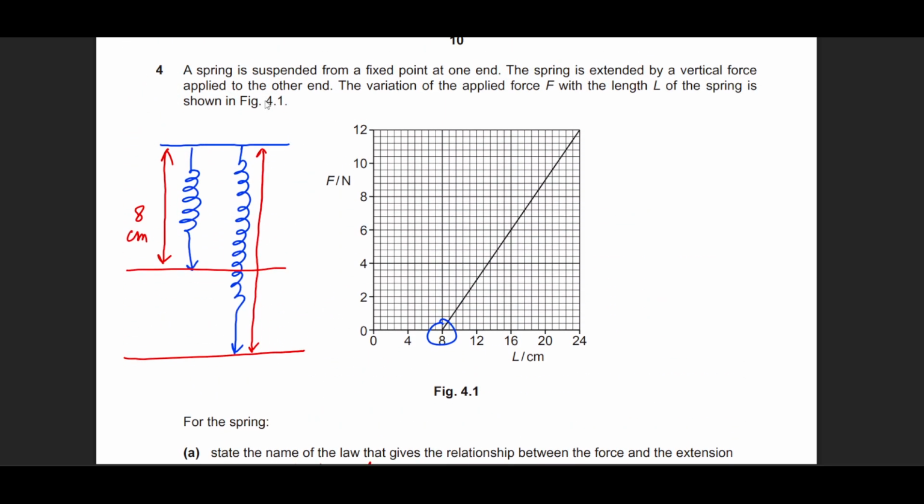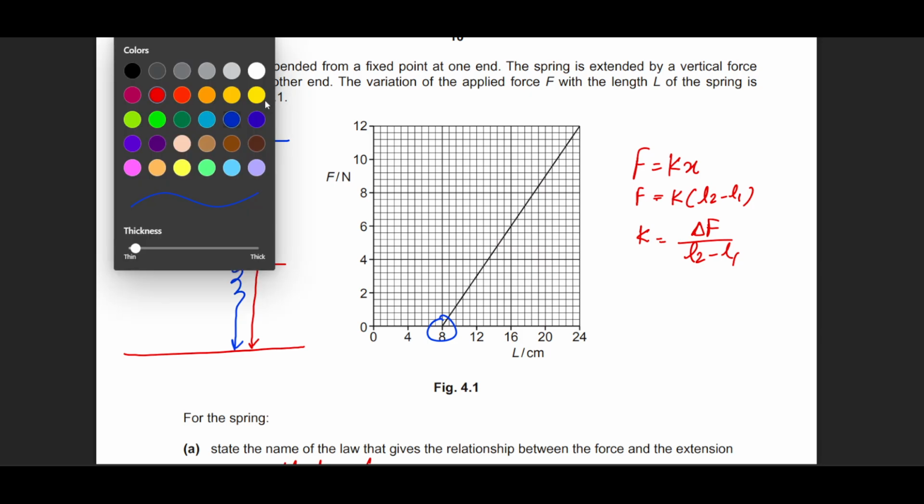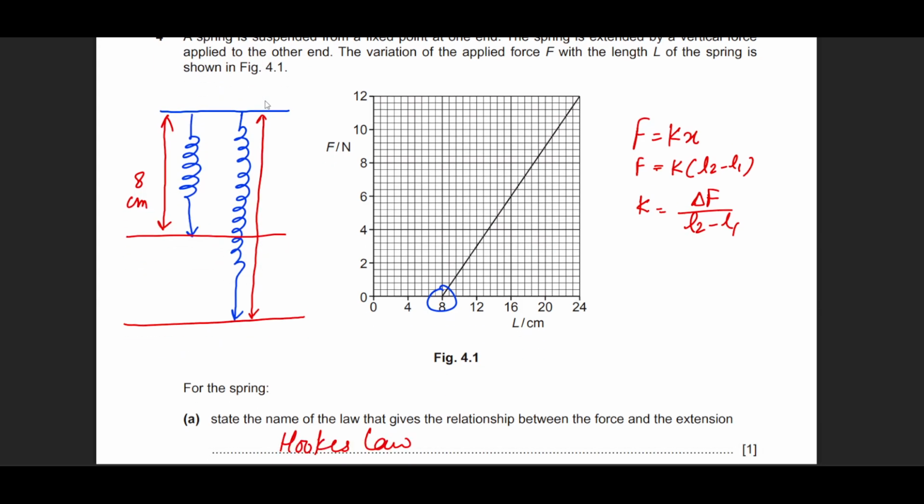No problem. The gradient of the graph is actually the spring constant, because we have F equals K times X, where X is the change in length. So K equals the change in force that causes the change in length, L2 minus L1. Or you can open this up as F2 minus F1 divided by L2 minus L1. Simply put, a force of 12 newtons has caused an extension from 8 centimeters to go up to 24 centimeters.